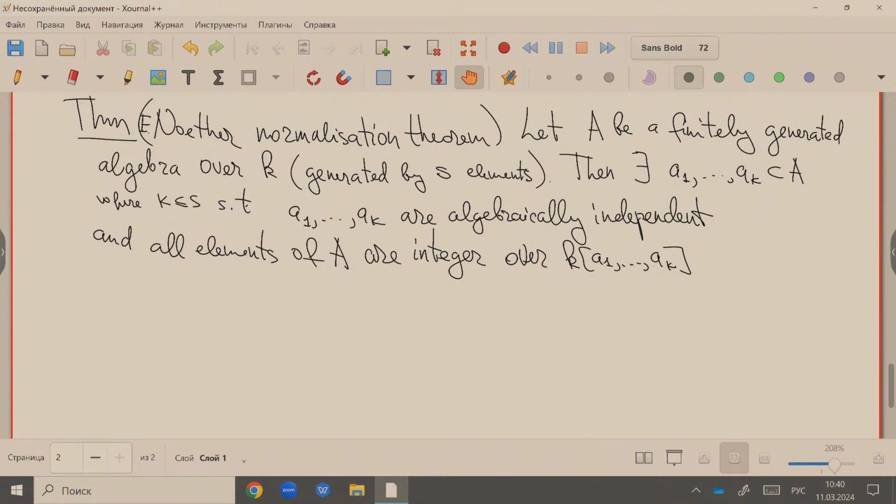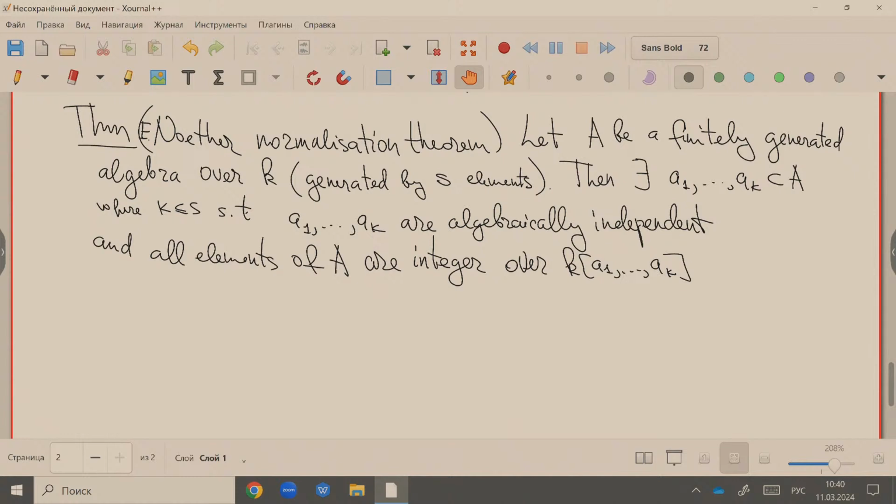Notice that one can think of this notation for the algebra generated by A1, ..., AK, but A1, ..., AK are already algebraically independent. So this is just a subalgebra isomorphic to the polynomial algebra in k variables.